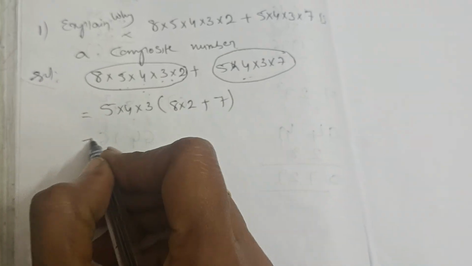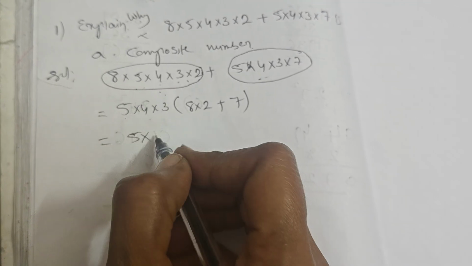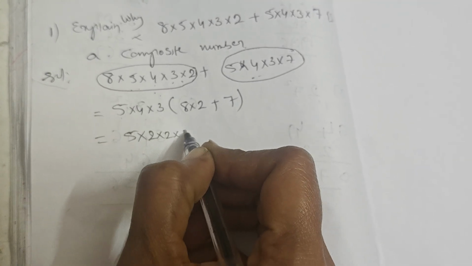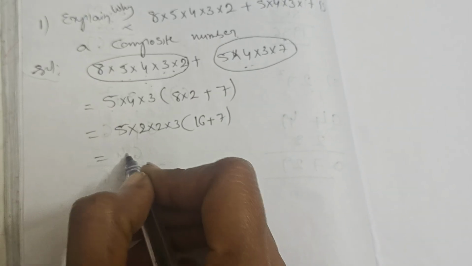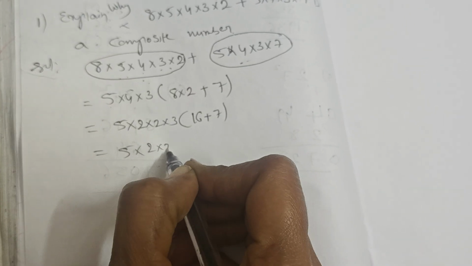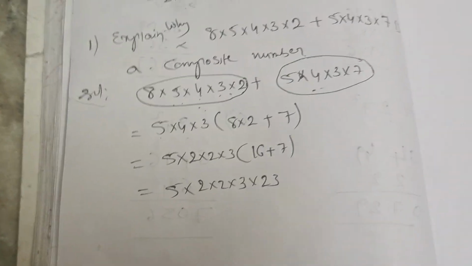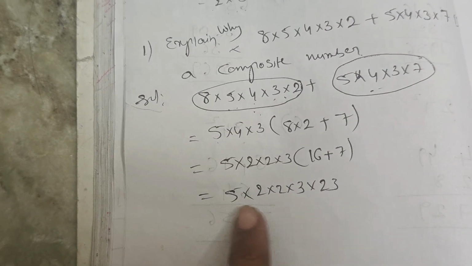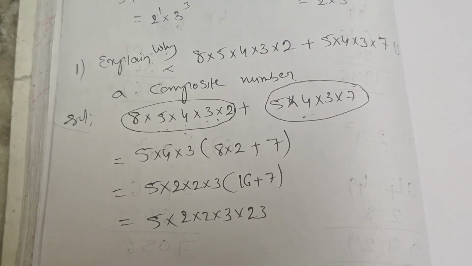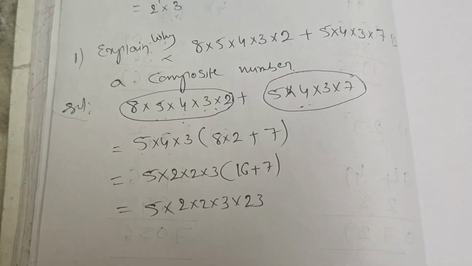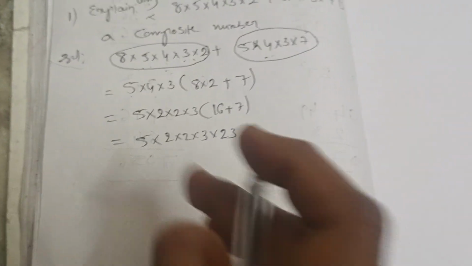So 5 into 4 can be written as 2 into 2. 8 into 2, 16. 16 plus 7, 23. So 5 into 2 into 2 into 3 into 23. See here, these are all prime numbers: 5, 2, 2, 3, 23. So the given number is expressed as a product of primes. So it is a composite number. Is it right? So what do you have to write as the conclusion?